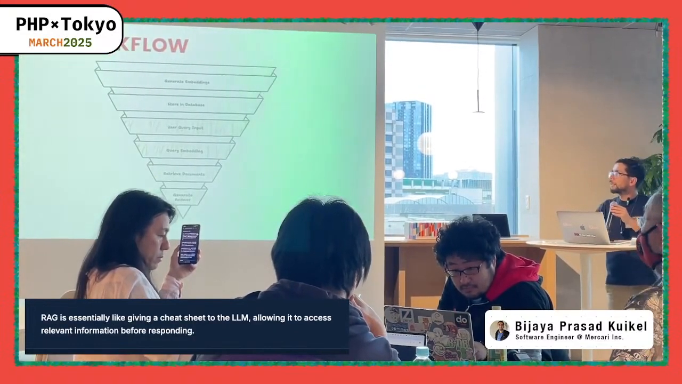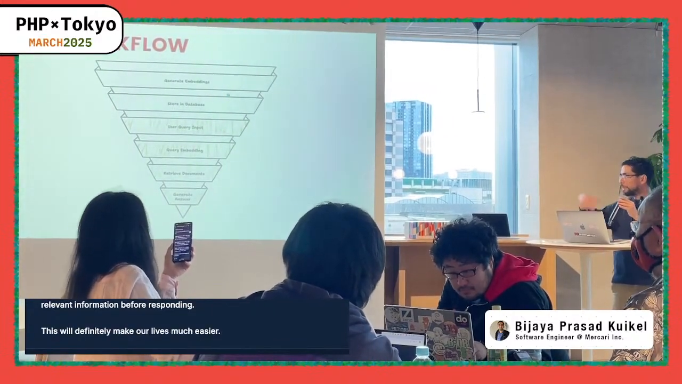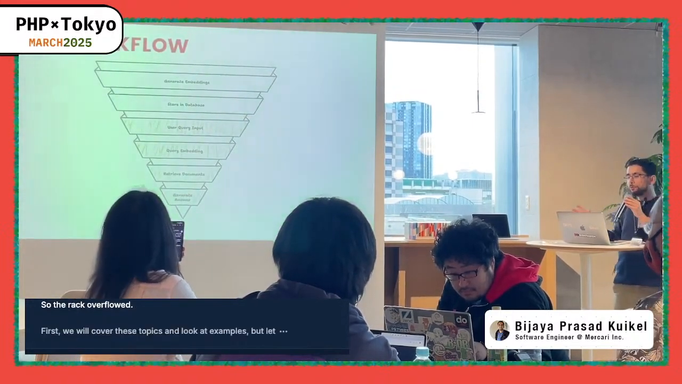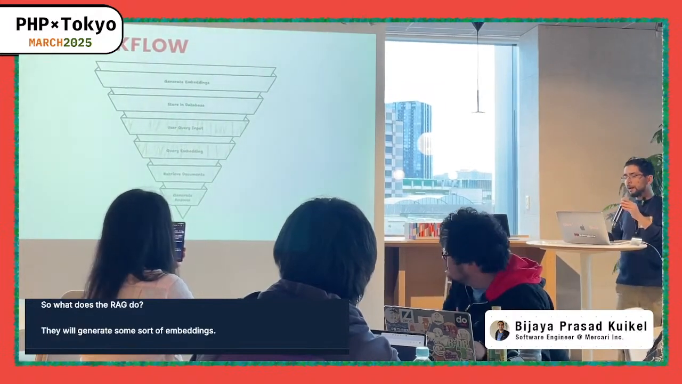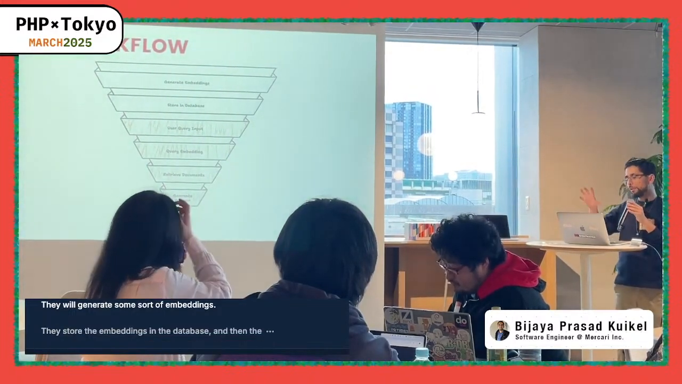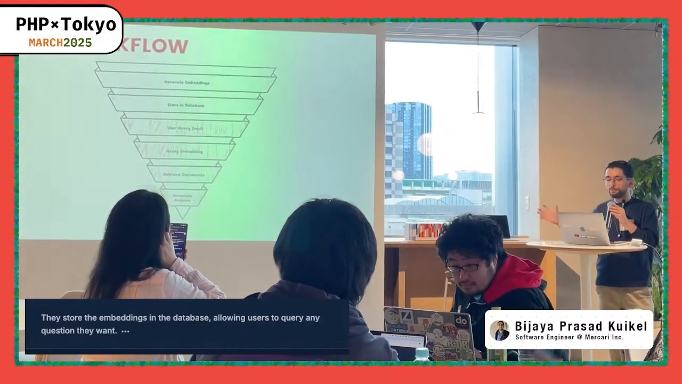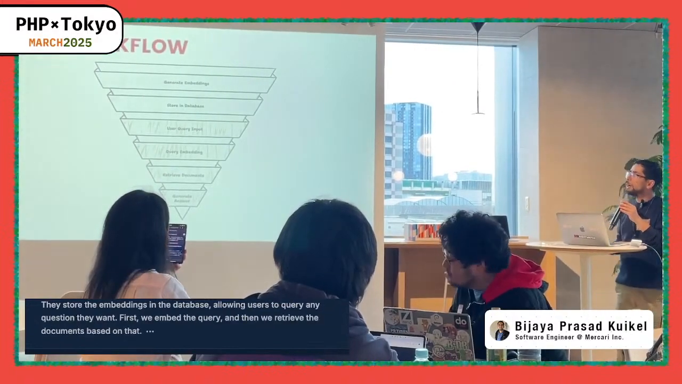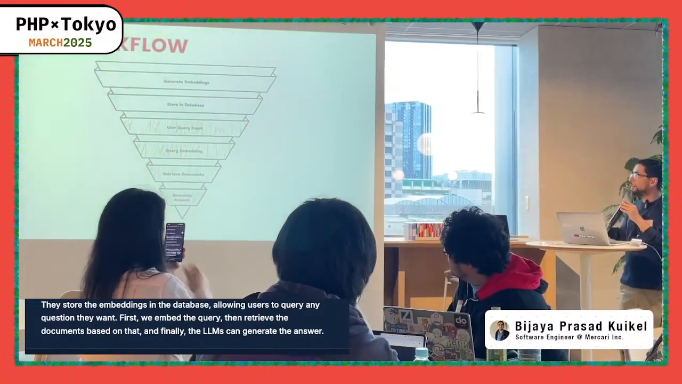So, the RAG workflow. We'll cover these topics and we'll see the examples, but let's go to the basic workflow. So what does RAG do? It will generate some sort of embeddings and store the embeddings in the database. Then the user can query any question they want, and we first need to embed the query, and based upon that we retrieve the documents, and from that the LLM can generate the answer. This is the very basic workflow, and today we will be trying all of this using pure Laravel.